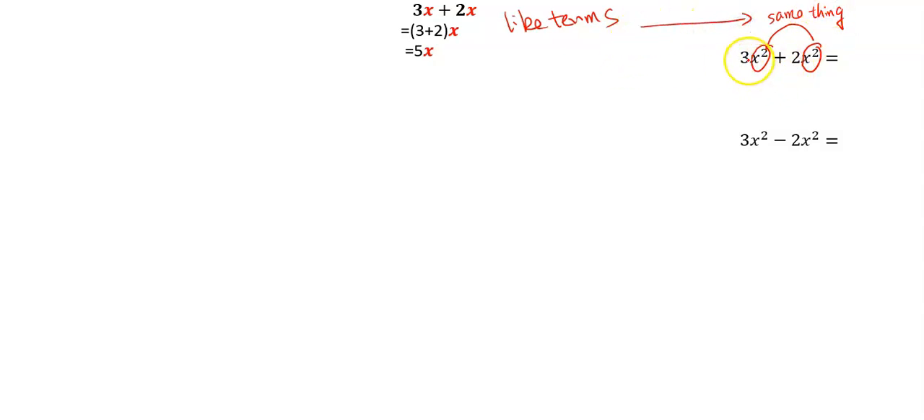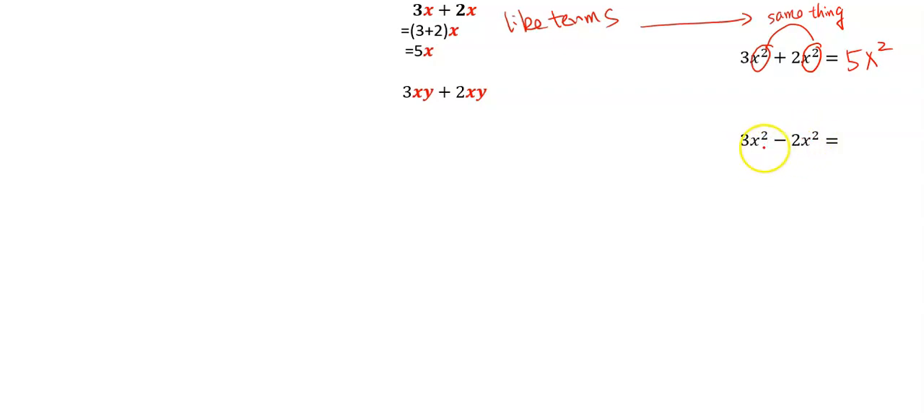So we just need to know the quantities of both of them. Of course we have 3 of them here and 2 of them there, and we combine them to get 5x squared. Again, x squared doesn't change. We only add the numbers in front of them. The numbers in front of them tell us the quantity.